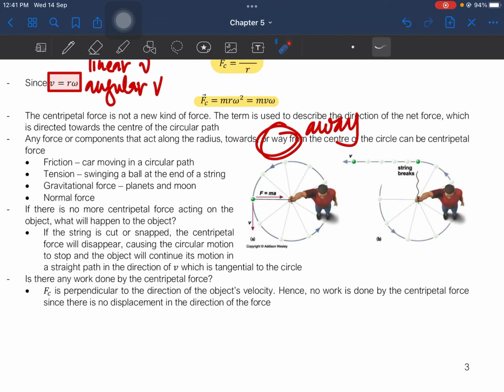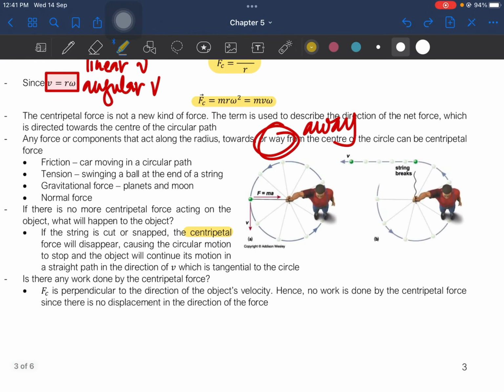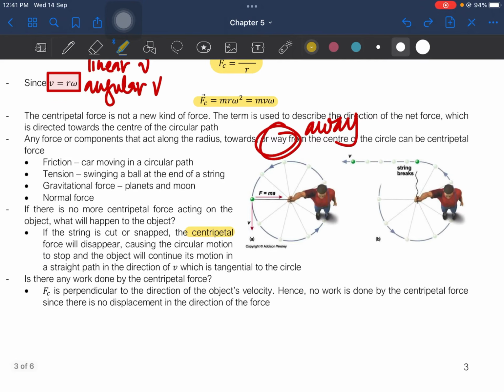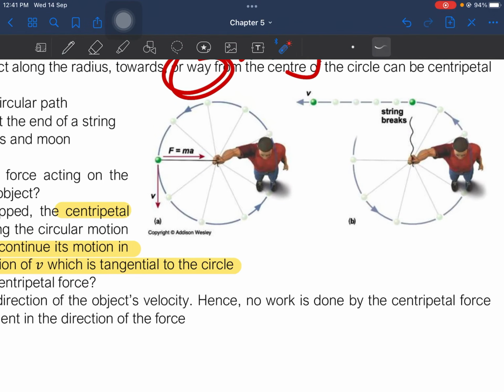But if for example now the string is cut or snaps, the centripetal force will disappear. This radial force, we call it the centripetal force. The centripetal force will disappear. If it has disappeared, what will happen to the motion? The object will continue its motion in a straight path, in the direction of velocity, which is tangential to the circle. So it stops and continues in a straight line. If it breaks at this point, it will go here. If it breaks at this point, it will go here.